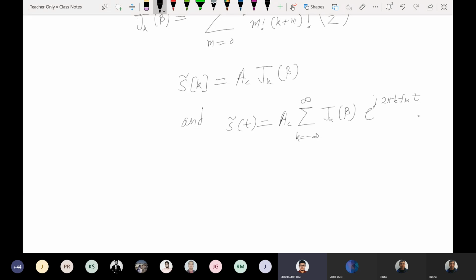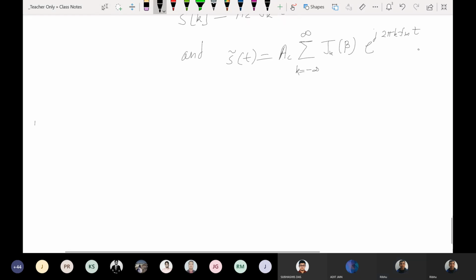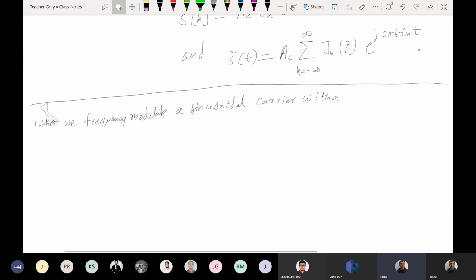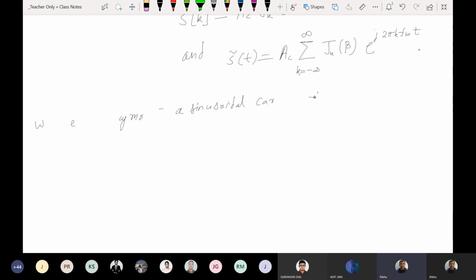Sir, our coefficients are basically answers to the differential equation. Our coefficients are Bessel functions. So, or rather, I would state it like this: when we frequency modulate a sinusoidal carrier with, or rather I would do one more thing first and then I'll jump to this. I'll come to this, but let's do something else first.